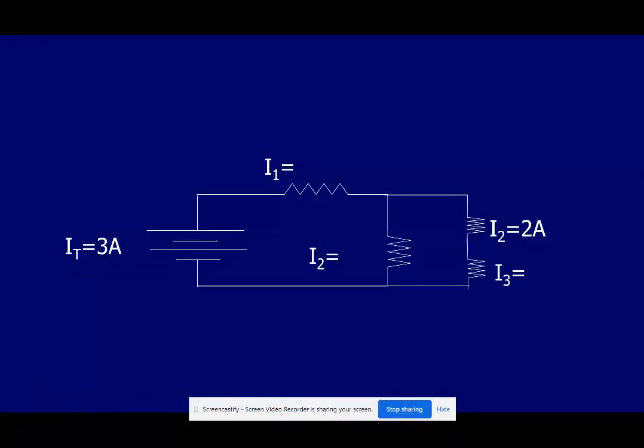So now we're going to go straight to a combination circuit. You might recognize this setup from the voltage loop rule. In this circuit, we have 2 junctions, one there, one there. 3 amps leave the source.